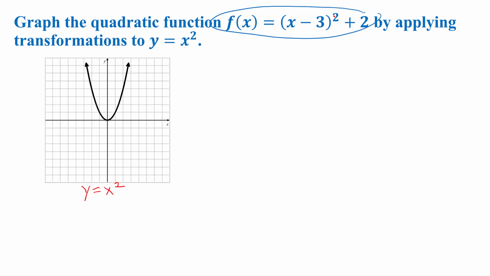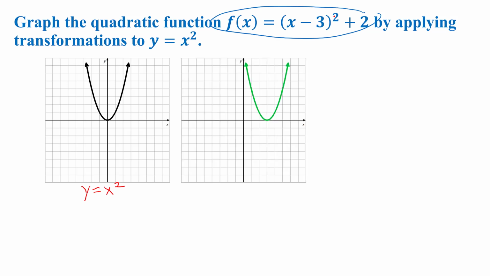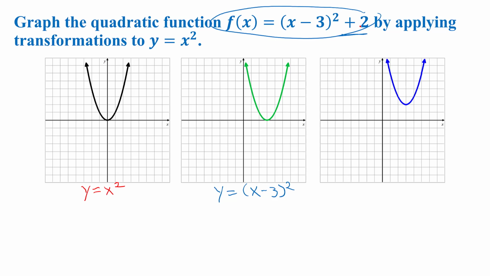That tells us that we're going to move our entire graph of y equals x squared to the right by 3 units, which would be the graph of y equals (x minus 3) squared. One more step to go. We want to take care of that plus 2 on the end, and what that does is just move our current graph up by 2 units. So now we have a graph of f of x equals (x minus 3) squared plus 2.